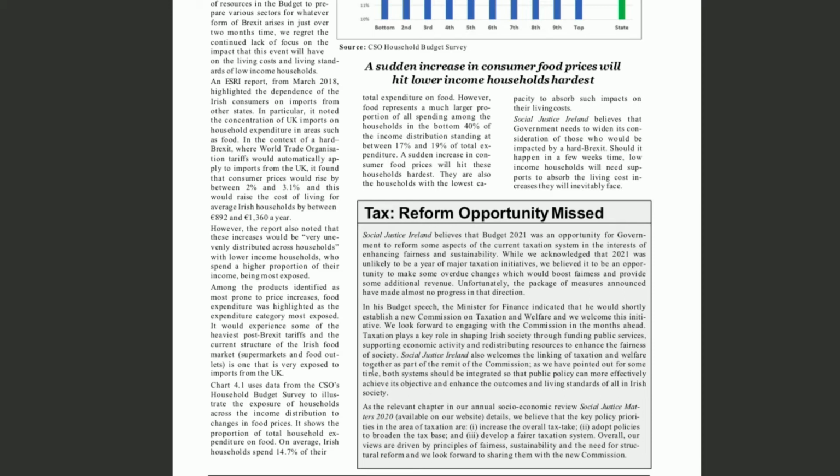And yet again in Budget 2021, government did not acknowledge this challenge, and we would argue that government needs to widen its consideration of those who are going to be impacted by Brexit, and particularly hard Brexit, and that should such a scenario transpire in January, these low-income households will need support to absorb increases in the living costs that they will inevitably face. And we would expect to see this rectified in the Brexit Fund, which was announced yesterday.